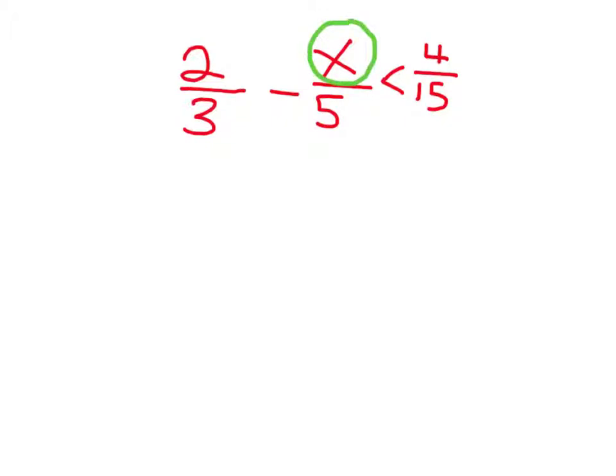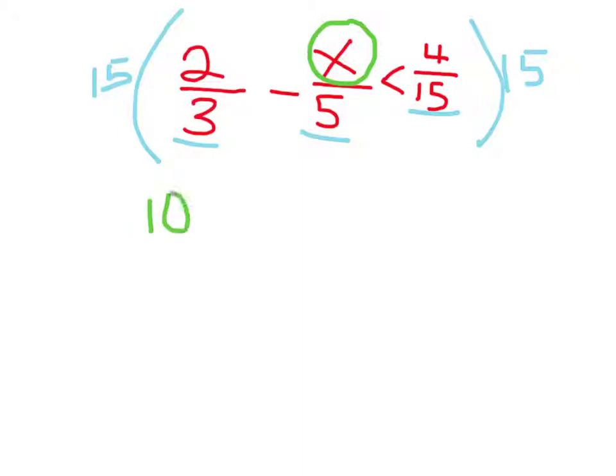In order to do this, we must first clear the fractions. 3, 5, and 15 are all multiples. So to clear the fractions, we'll multiply everything by 15. Three goes into 15 5 times, so 5 times 2 is 10. Now we will subtract. 5 goes into 15 3 times, so we have 3 times x, so our variable is now semi-isolated. And on the other side, we have 15, which goes into 15 once, so we just have 4.